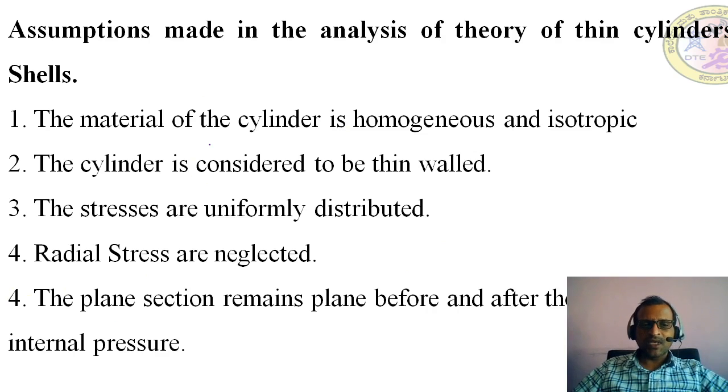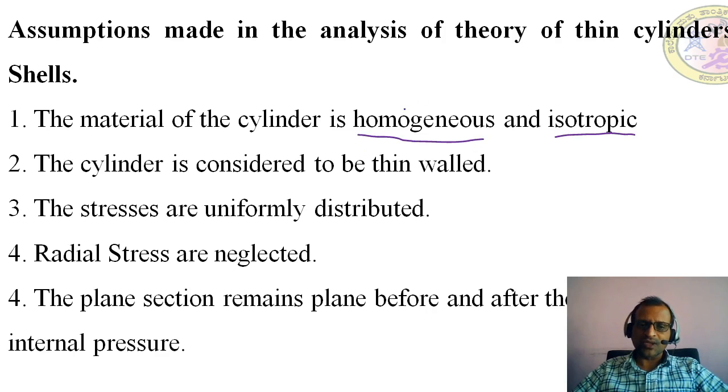The first assumption is that the material of the cylinder is homogeneous and isotropic. What do you mean by homogeneous? Homogeneous means the material composition is the same throughout, the material used for manufacturing that cylindrical shell. So the arrangement of the molecules in that material is the same throughout, and then we call it homogeneous, right? But remember, it is also isotropic.